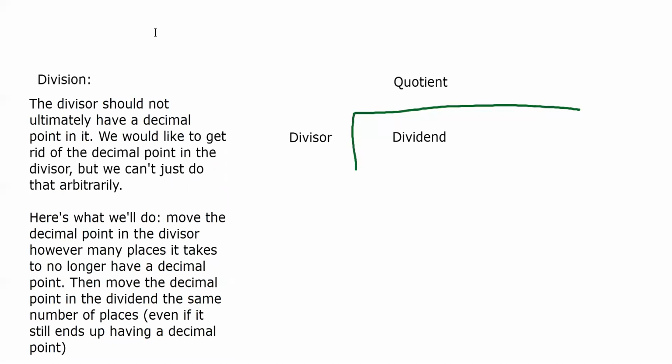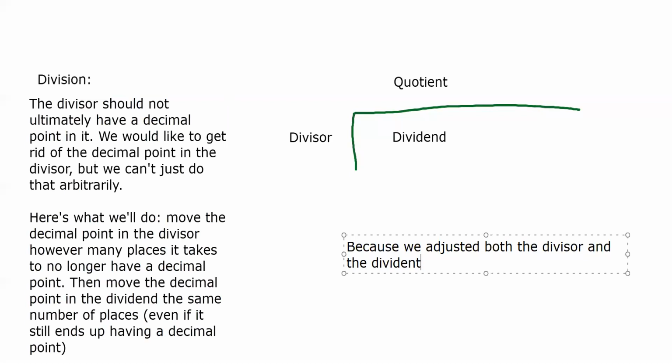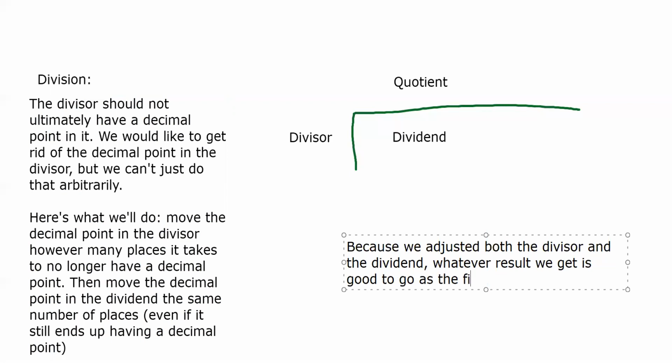That's what we're going to do. And because we adjusted both the divisor and the dividend, whatever result we get is good to go as the final answer. Meaning I moved the decimal point on the divisor, I counterbalanced it by moving the decimal point on the dividend the same number of places. The quotient doesn't change then.